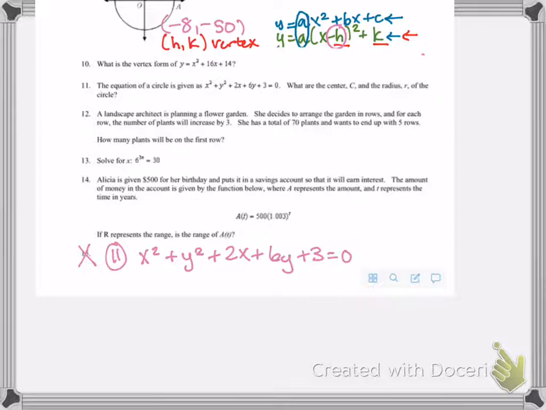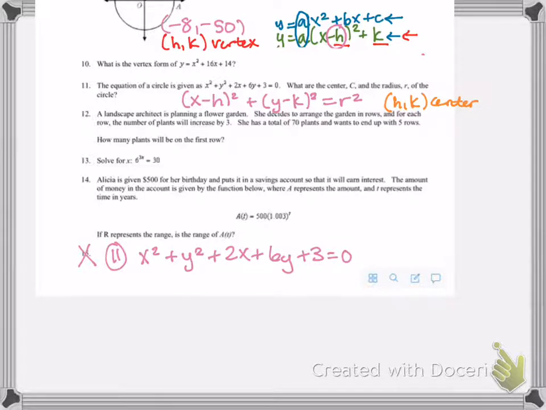The equation for a circle, remember, is (x - h)² + (y - k)² = r², where the h and the k are the center of the circle and r is the radius.